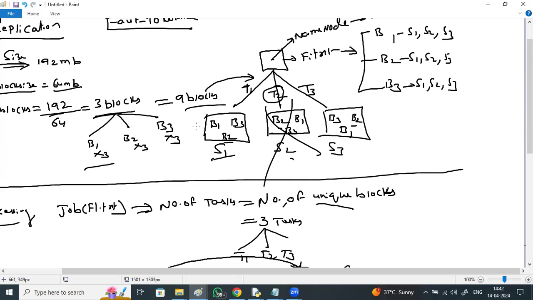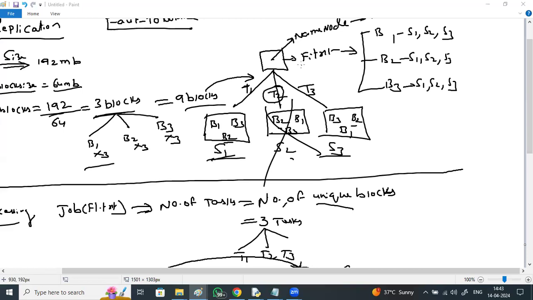Still the blocks B1, B2, B3 are available in S1 and S3. Even if S1 also goes down, S3 is still available with all the data. So there is no data loss here. And the T2 task, which was assigned to S2, the master node can now assign to either S1 or S3. Anyone has to perform two tasks. So there is no data loss.